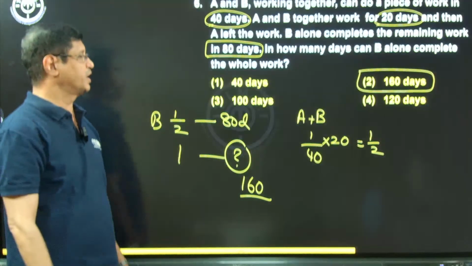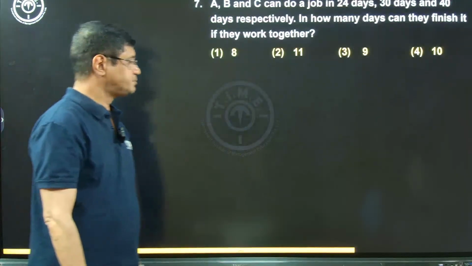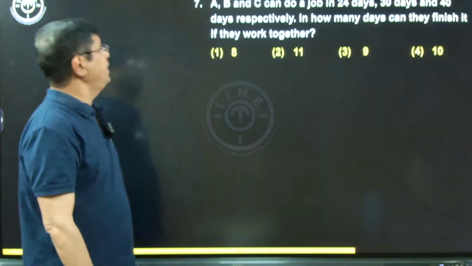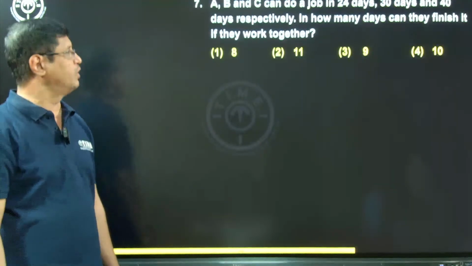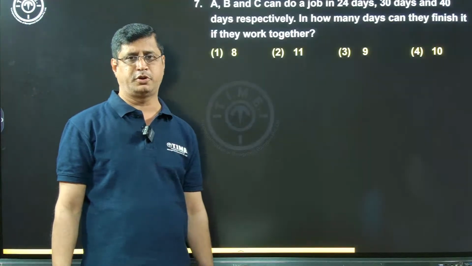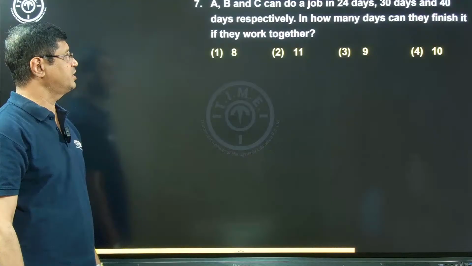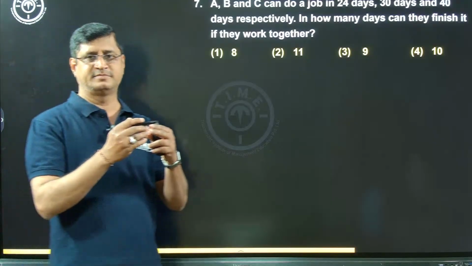Option number 2. The second choice is the correct answer. Okay. Now look at the next example. A, B, and C can do a job in 24 days, 30 days, and 40 days respectively. In how many days can they finish it if they work together?